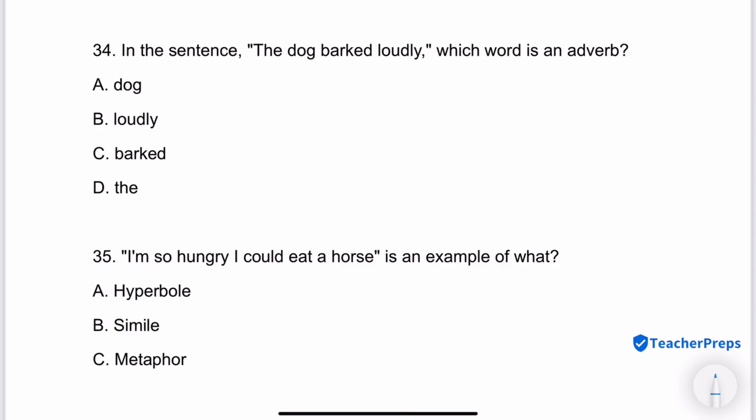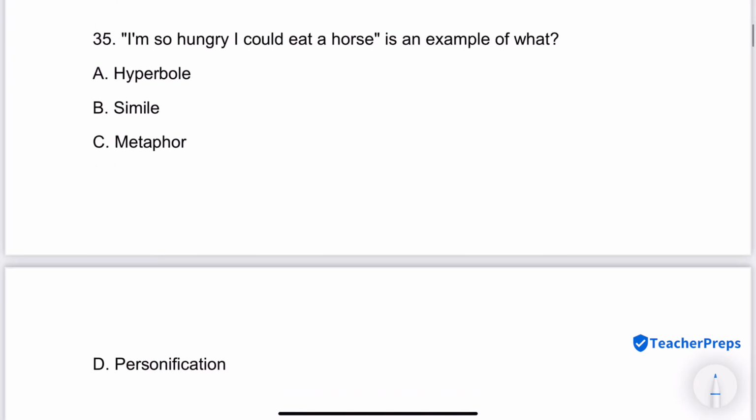Remember that adverbs modify verbs, adjectives, and other adverbs. A huge clue here for when you actually take your real elementary teacher certification test is that many adverbs end in ly, and in this sentence, let's see here, the dog barked loudly. This is the adverb. We're going to go with option B. And moving on to question number 35.